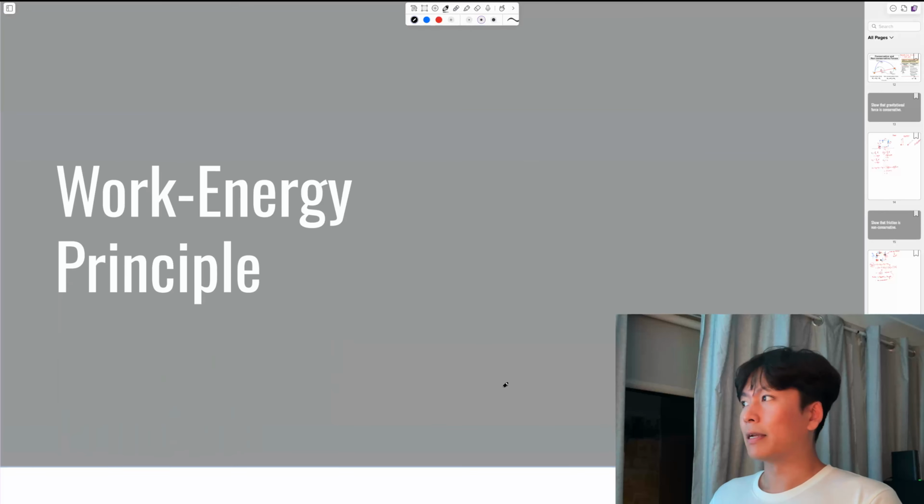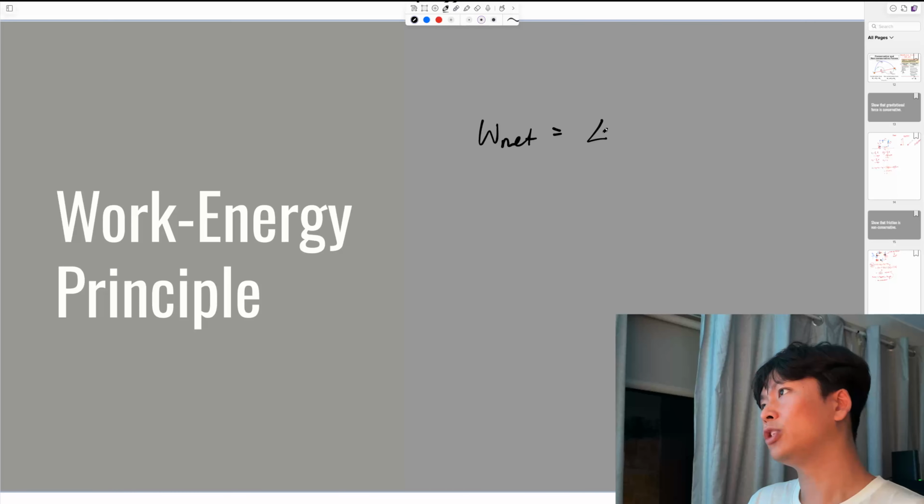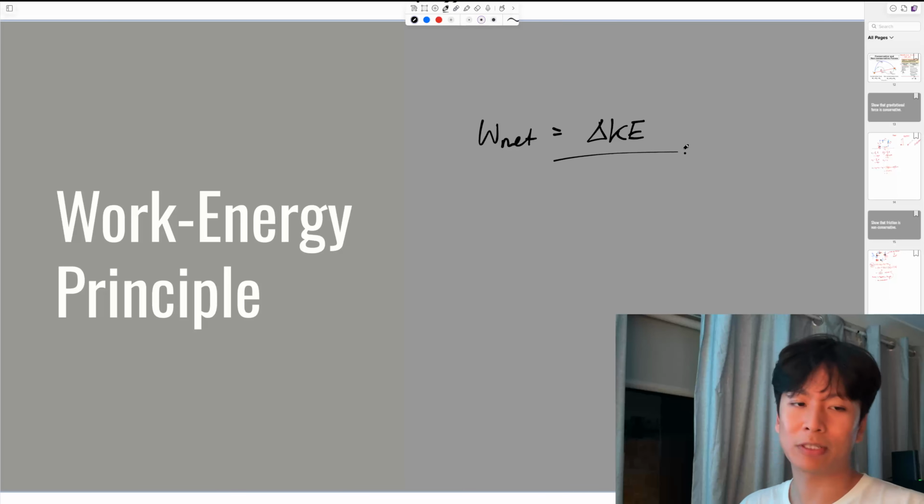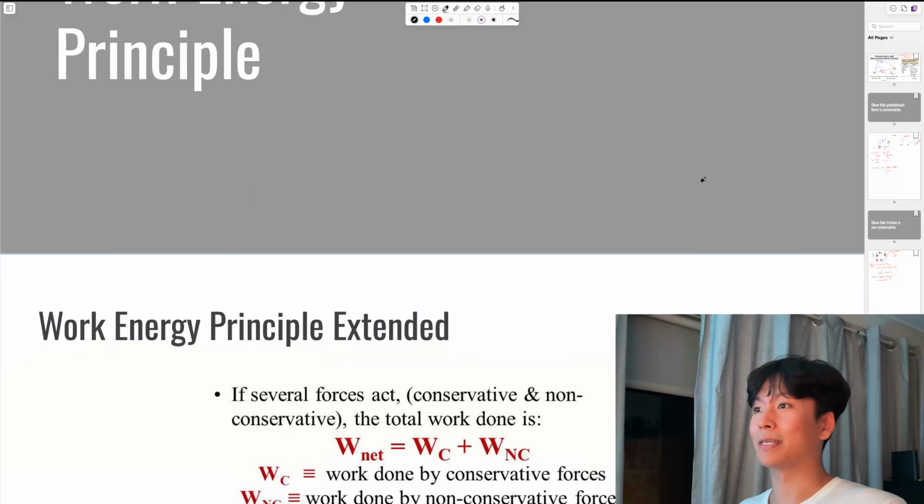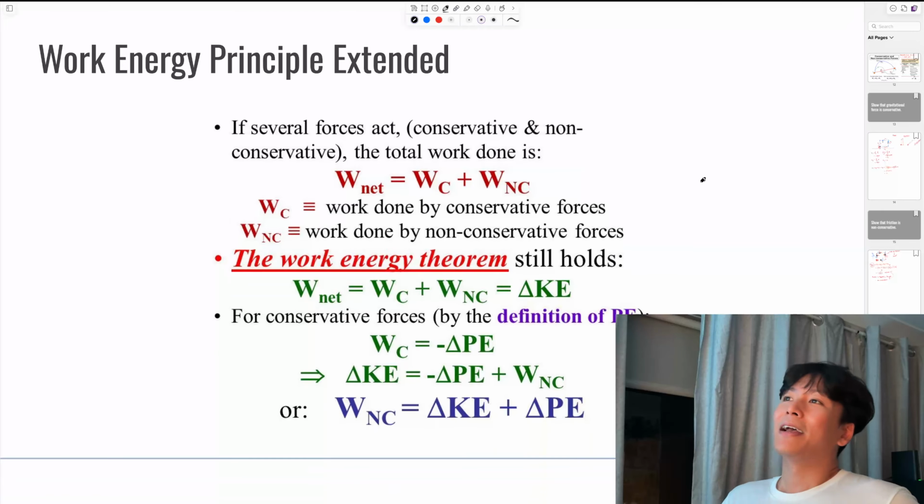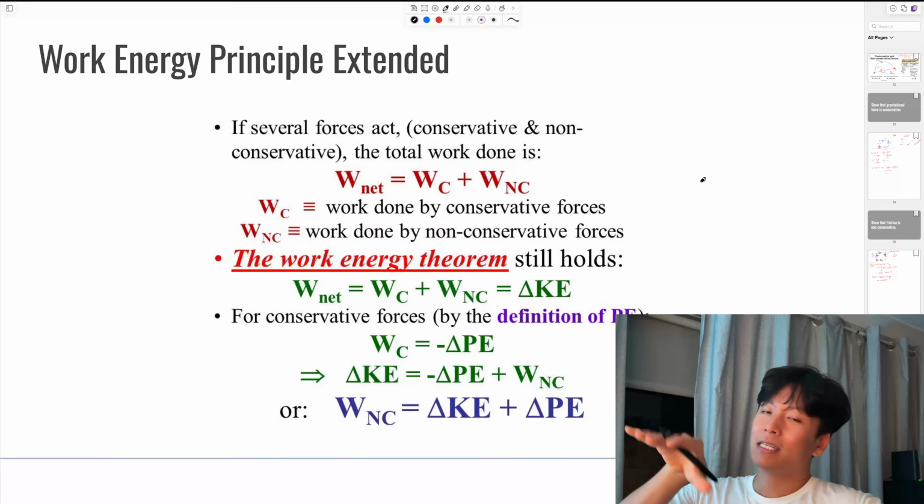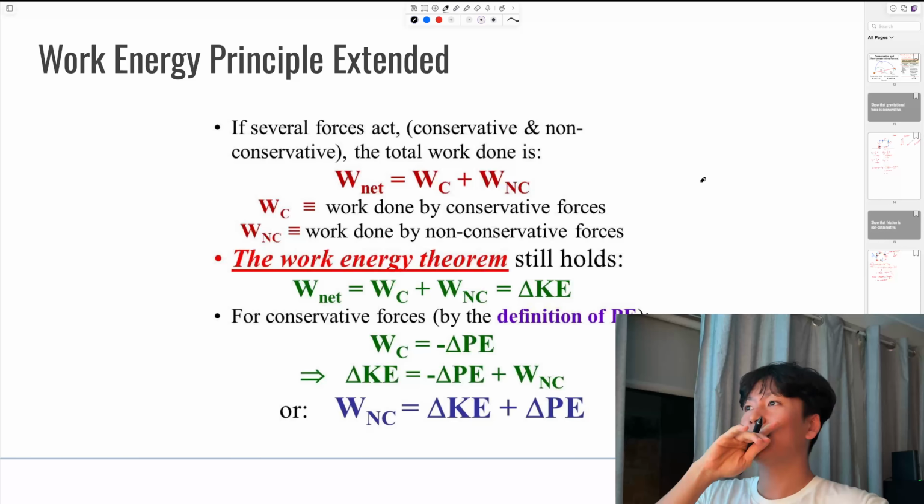Cool. So let's link this back to the work energy principle. We've talked about work energy before. With work energy, essentially, I have net work is equal to change in kinetic energy. That was my work energy relationship. Now I'm going to extend this work energy principle to also include the potential energy. In order to do that, you have to imagine with me.